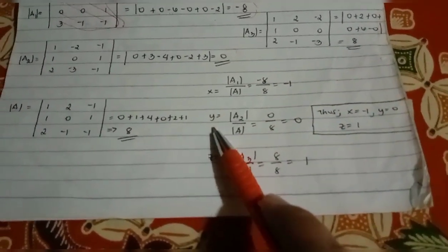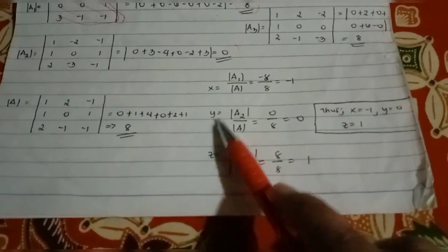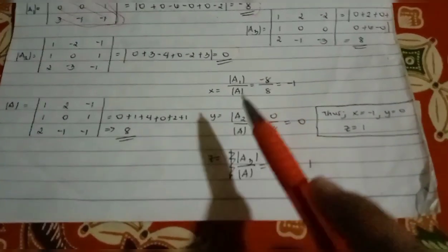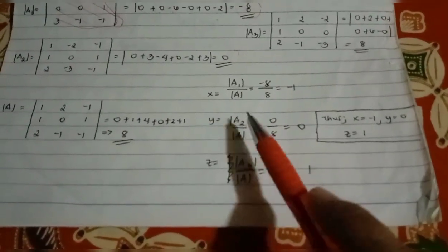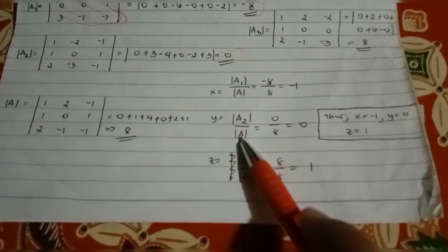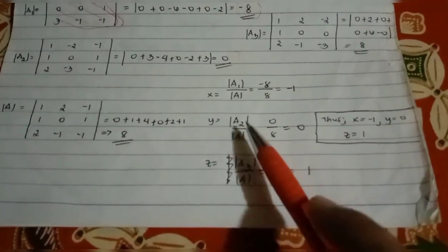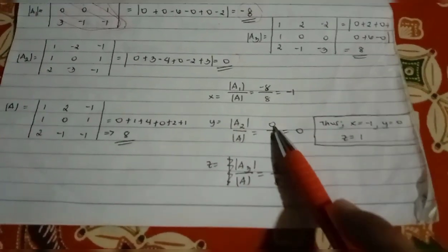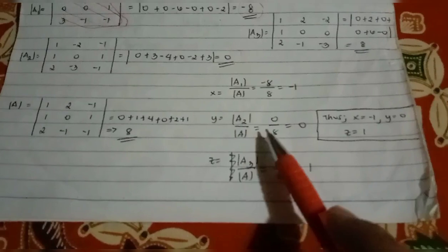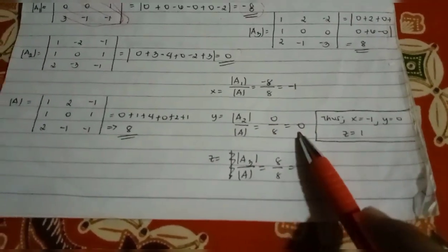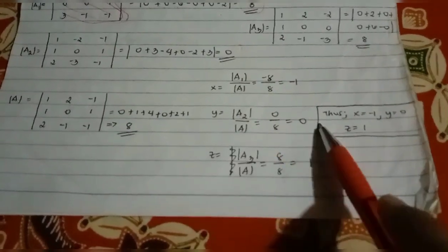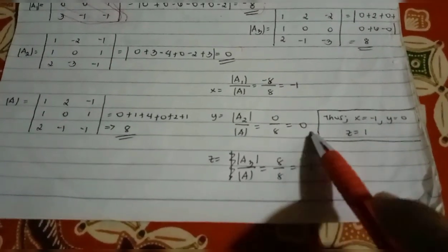So the next value, we need to find the value of y. To get the value of y, divide the determinant of a sub 2 by the determinant of a. The determinant of a sub 2 is 0 and the determinant of a is equals to 8. So 0 divided by 8 is equals to 0. So this is the value of y.